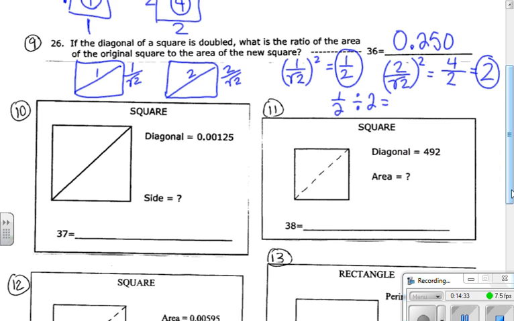Okay, number 10. We have a diagonal. We want to find out the side. Remember, diagonal is the side times the square root of 2. So we already know the diagonal. We have to then divide by the square root of 2 to find out what x is. So you have 0.00125, enter, 2 square rooted, divide, and our side length we get is 8.84 times 10 to the negative fourth, which you could also put 0.000884.